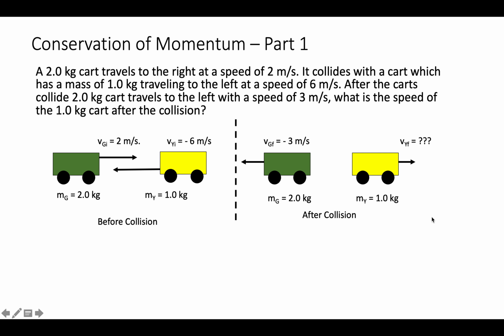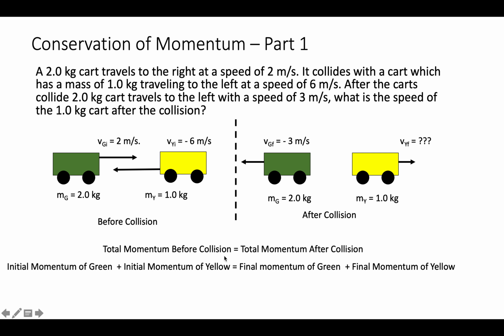And so there's no friction involved in this question, it doesn't mention friction, and so we can assume that momentum is conserved. And so if momentum is conserved, that means the total momentum of the system, meaning both carts, before the collision has to equal the total momentum after the collision. The total initial momentum would be the momentum of the green cart plus the momentum of the yellow cart, and that would have to equal the final momentum of the green cart plus the final momentum of the yellow cart.